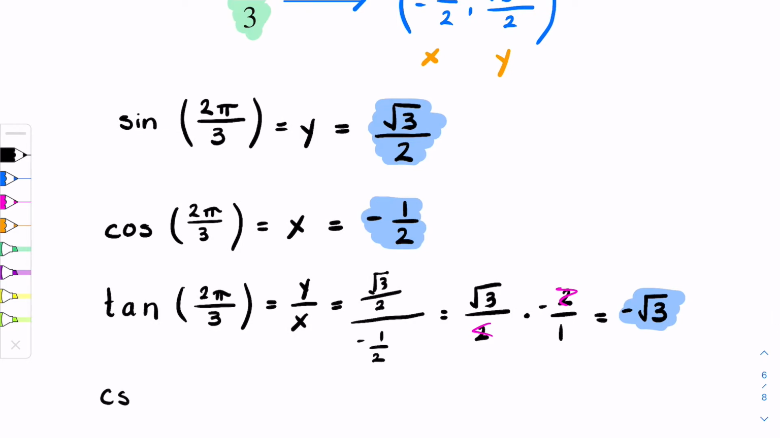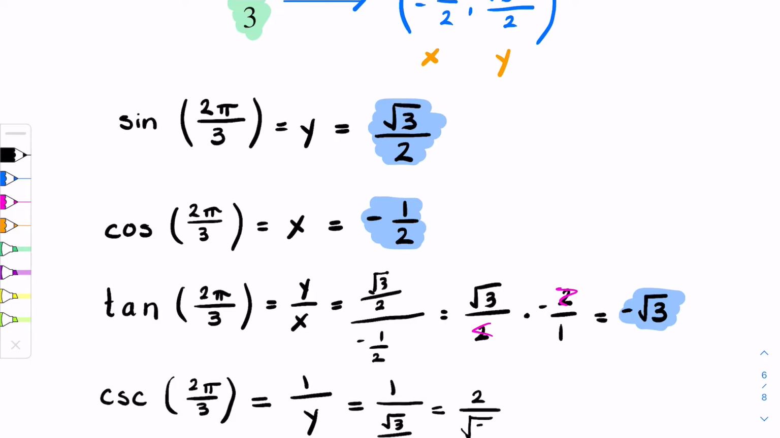Next we have cosecant. Cosecant of 2 pi over 3 will be found by r over y. Because r is 1, we can just say 1 over y, which is 1 divided by the square root of 3 over 2. When we multiply by the reciprocal, that becomes 1 over 1 times 2 over the square root of 3, which just simplifies to 2 divided by the square root of 3.